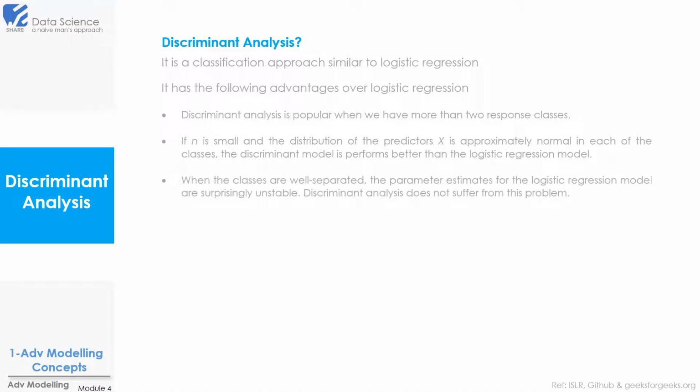Also, when the classes are well separated, the parameter estimates for the logistic regression model are surprisingly unstable. Discriminant analysis does not suffer from this problem. So that is how it is. We don't have to go into the why of it. Basically, highly learned statisticians have done this for us already, and we just have to believe them and move on. Now that it is apparent that discriminant analysis has an edge over logistic regression, whether you understood it or not, it's a secondary thing. But that is a fact. So let's take it as it is and learn it now.